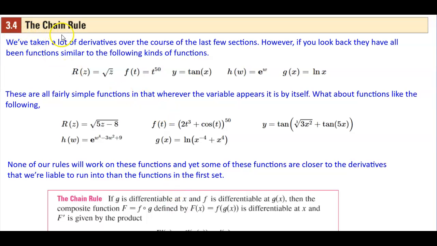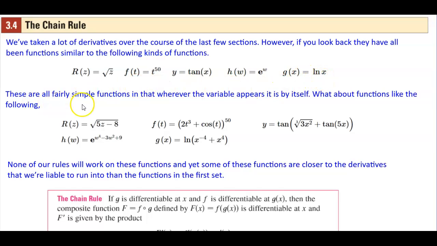Section 3.4, the chain rule. We've taken a lot of derivatives over the course of the last few sections. However, if you look back, they all have been functions similar to the following kinds of functions. R of z is equal to the square root of z, f of t is equal to t to the 50, y is equal to tangent of x, h of w is equal to e to the w, g of x is equal to natural log of x.